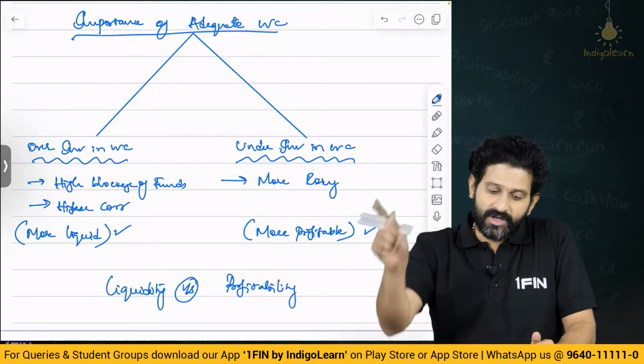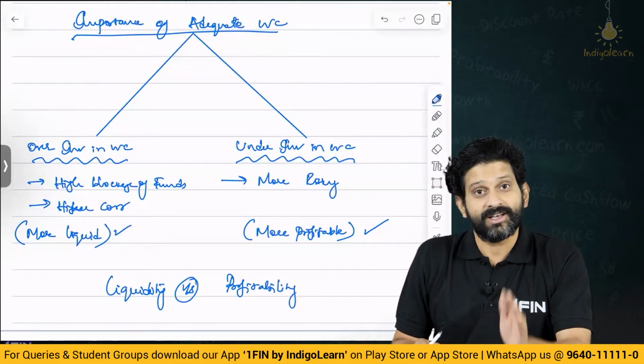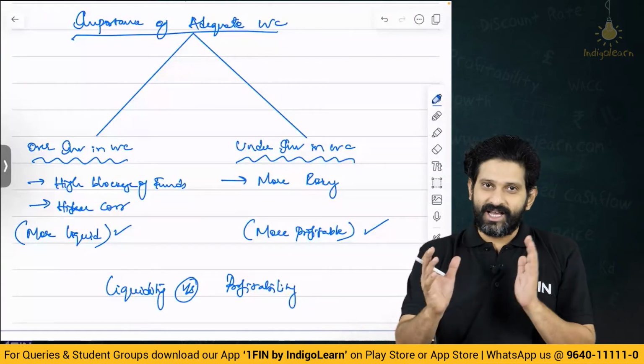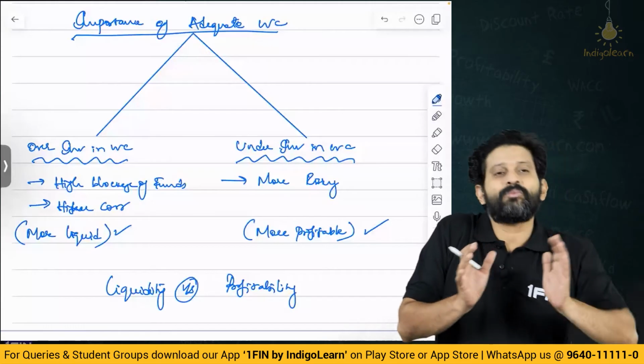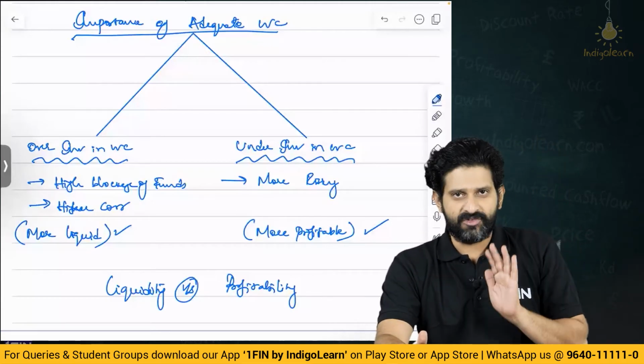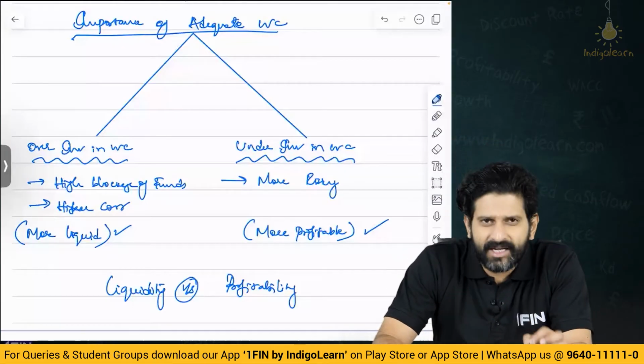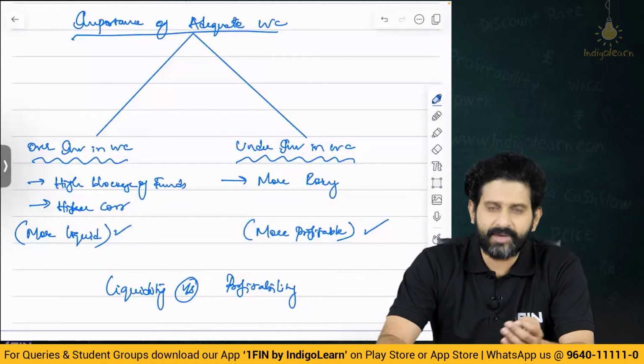Now, we come to underinvestment. Less costly, more profitable, but boss, less liquid also. Therefore, there has to be a trade-off between this liquidity and profitability. Now, we have understood theoretically that there is an issue with liquidity and profitability in understanding the adequate working capital. But mathematically, how do we compute this liquidity and profitability?